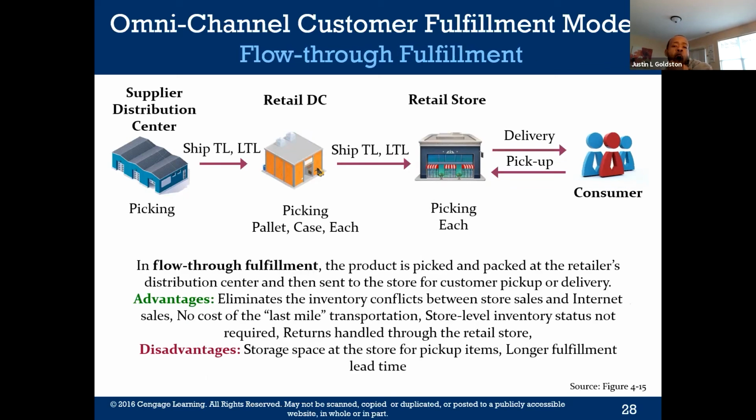And then you also have flow through fulfillment. This could also be referred to as cross docking. Cross docking is essentially where you go straight from the supplier DC. It does not go into stock. It just goes straight through the Walmart DC, and then it goes straight to the Walmart. So that would be flow through fulfillment. Again, cross docking would be one example of this.